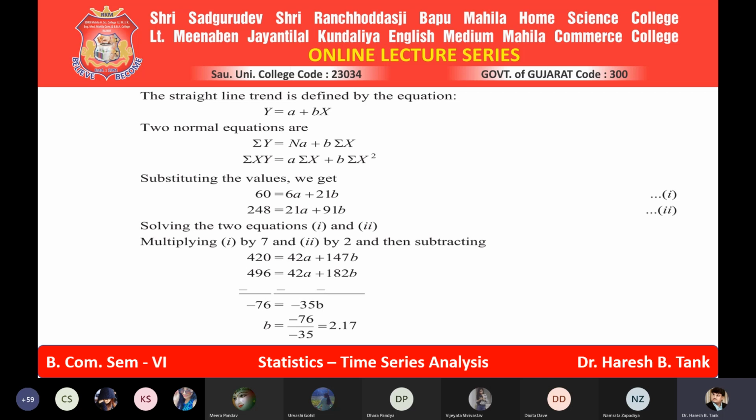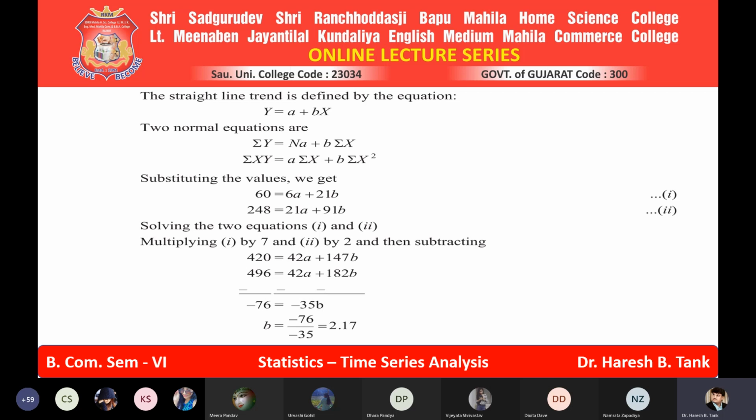In the second equation, you have to multiply both sides by 2. So 248 multiplied by 2 comes to 496, 21 multiplied by 2 comes to 42a, and 91 multiplied by 2 comes to 182b. You are writing it again: the first equation multiplied by 7 and the second equation multiplied by 2. Right enough? Okay, now put a negative sign in between them.